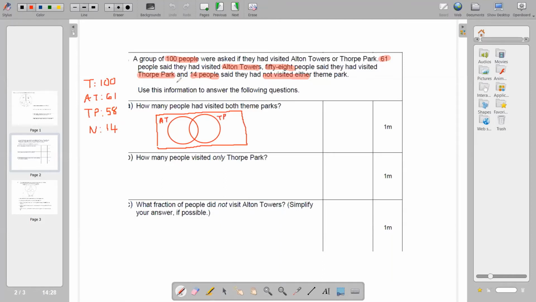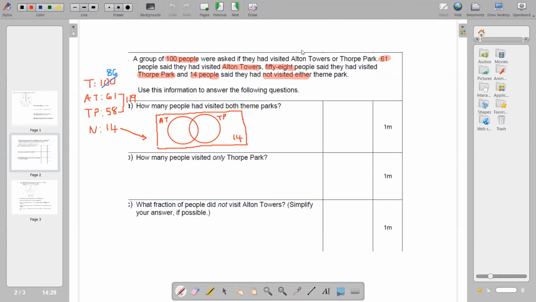The easiest piece of information to put in is the neither, 14. So that can go straight in here. I'm going to change my pen colour now. Because 14 people went to neither Alton Towers nor Thorpe Park, I'm going to reduce the total by 14, which leaves me with 86 people who did go to Alton Towers or Thorpe Park. Now currently, according to the numbers I have, there are 119 people going to Alton Towers and Thorpe Park. Well, that's not possible because I've only got 86.